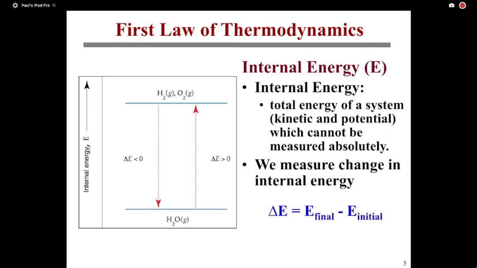So what we do is this. We always measure energy in terms of change. Okay? What is the symbol for change in chemistry and science?